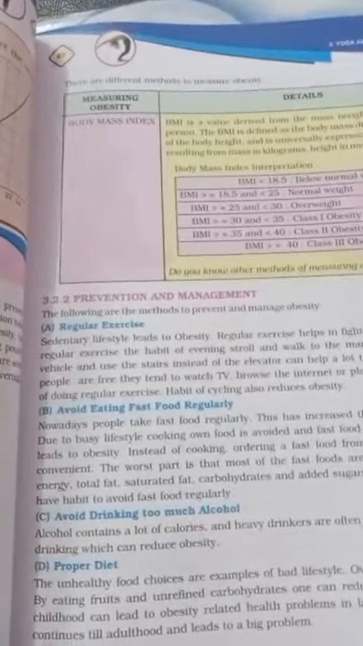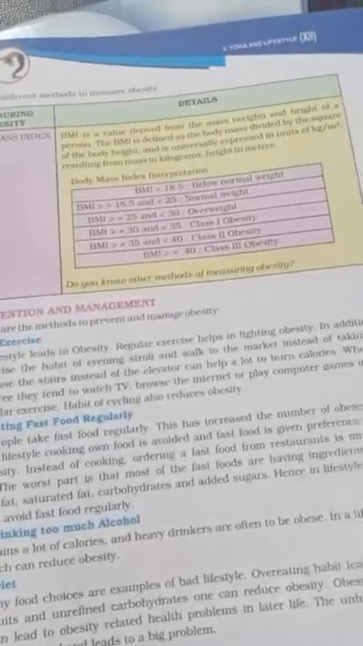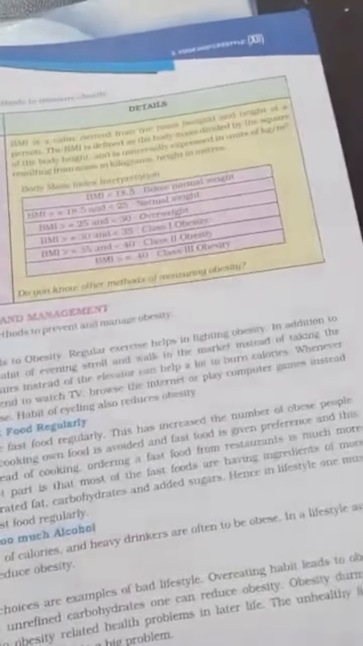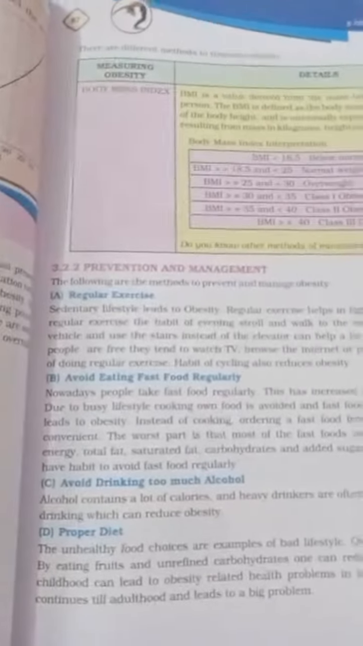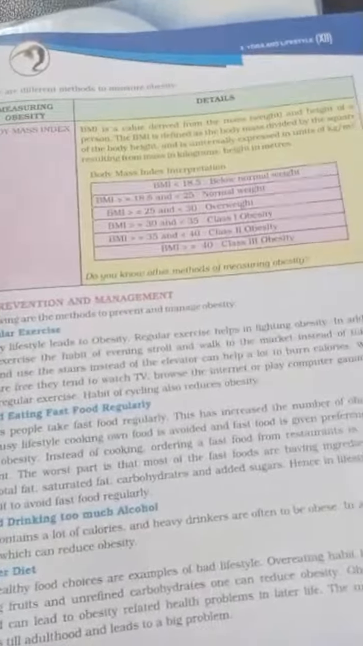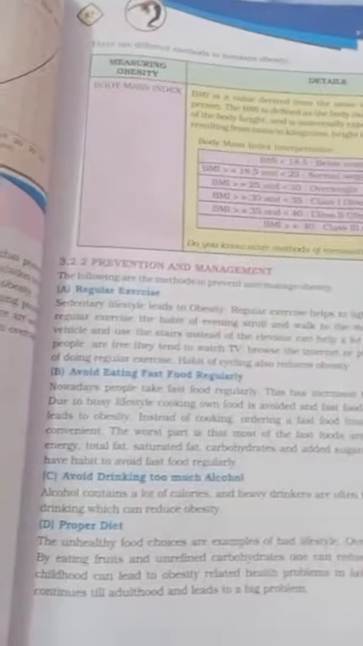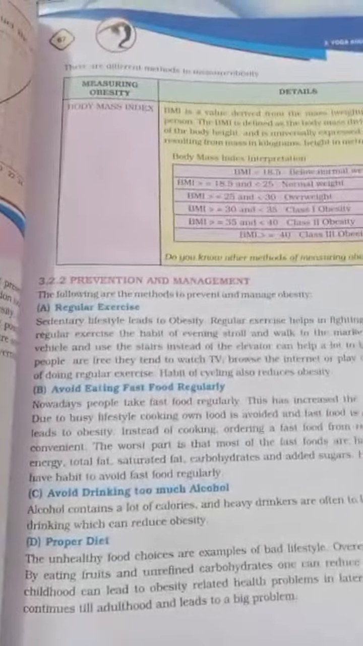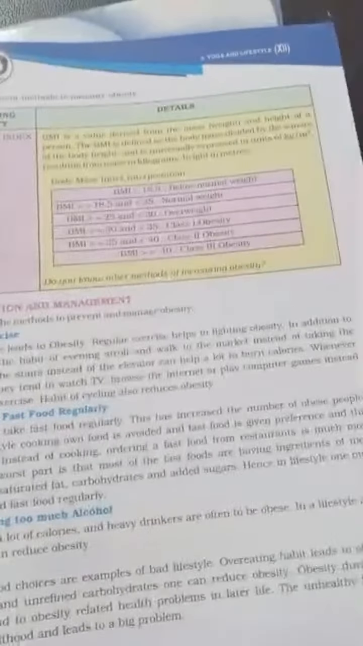And then avoid eating fast food. You know what is fast food? People stay at home and they order fast food. Even my son does it sometimes, but good, he is not putting on weight because he was lean and now he is okay. The worst part is that most fast foods have ingredients of more energy, total fat, saturated fat, carbohydrate, and added sugars.